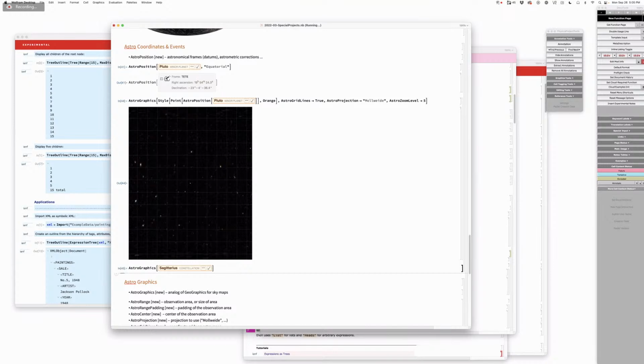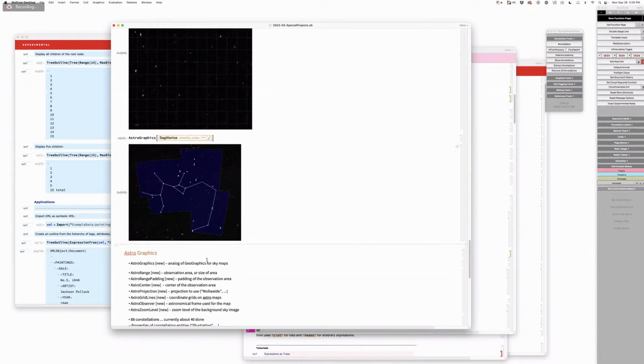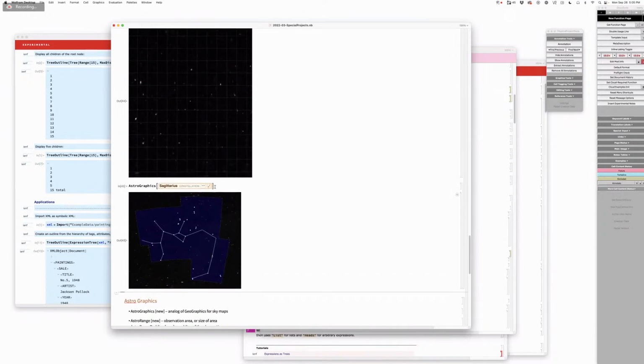What's happening? It's downloading data. There is an option which probably we should rename. It's selecting the coordinates you are using for the observation. Do AstroObserver equatorial.